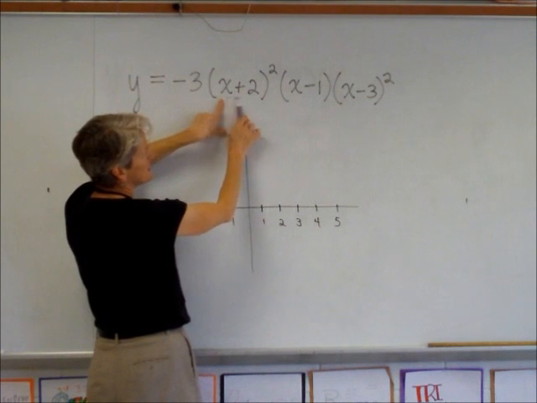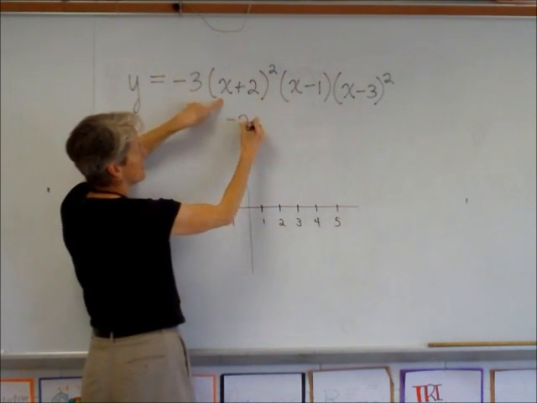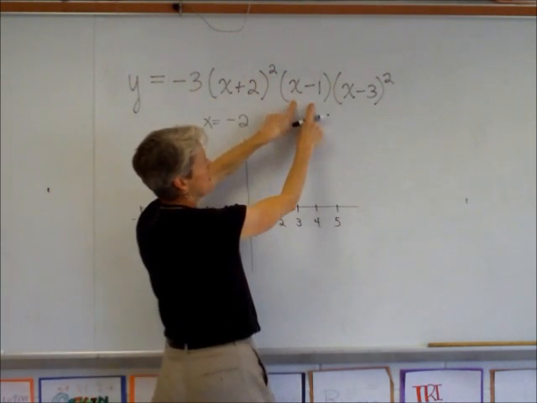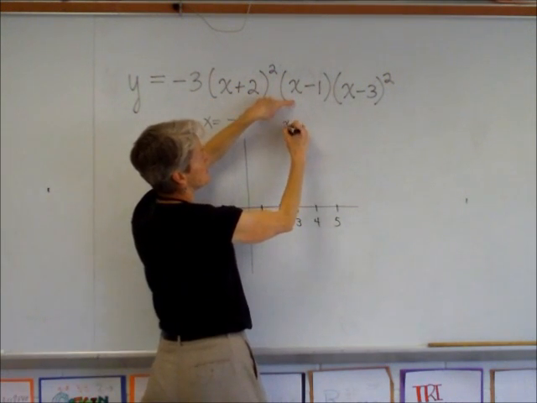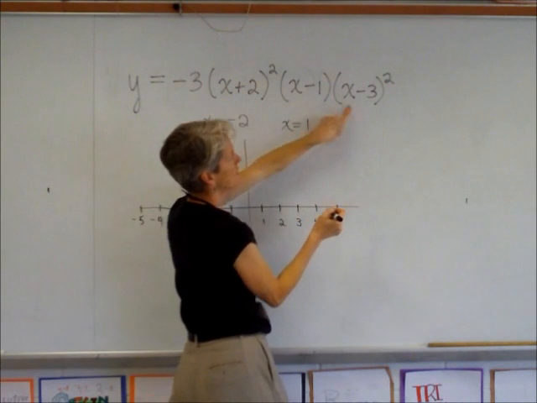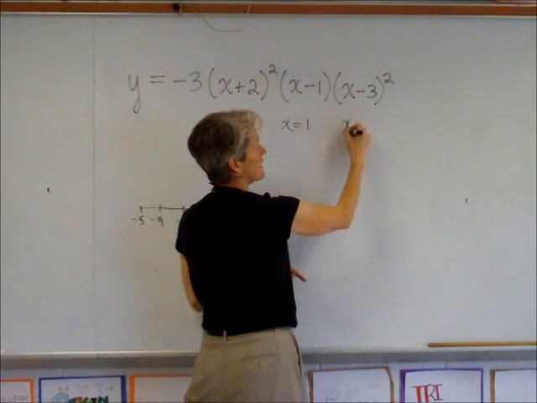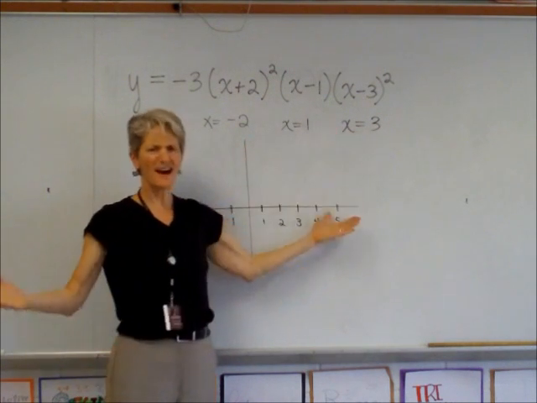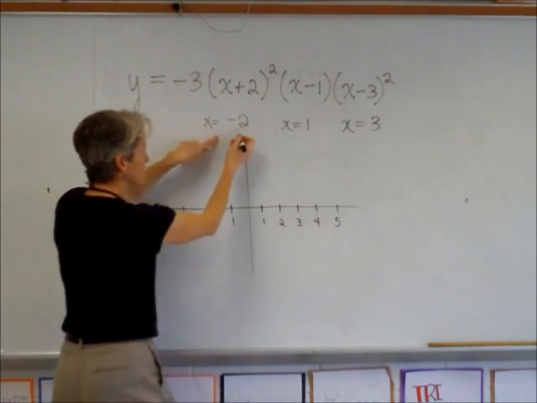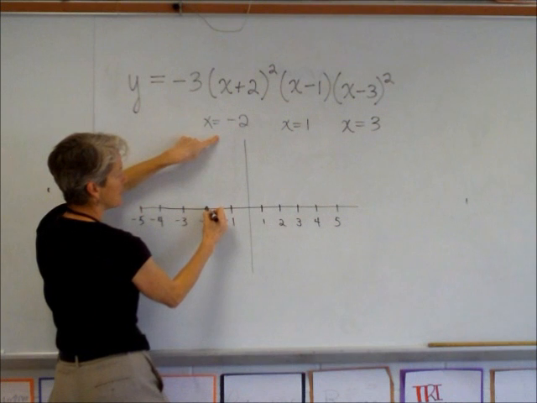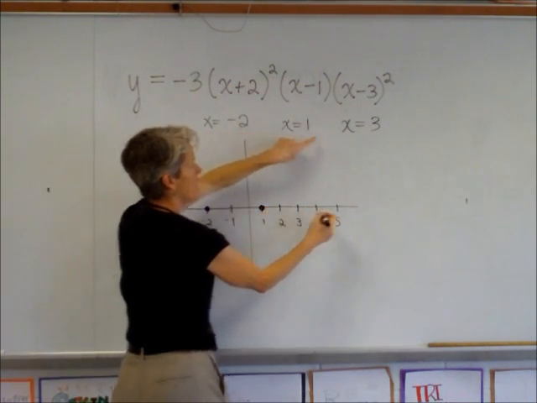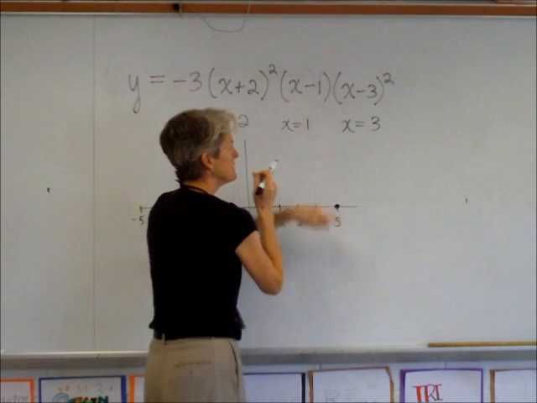So clearly, a negative 2 is going to give me a 0 there. So negative 2 is one of my roots. If I plug in a 1, that's going to produce a 0, so 1 is another root. If I plug in a 3, that's going to produce 0. So hold on. It looks like I just have 3 roots. Well, let's go ahead and put these down here. I know I'm going to cross at negative 2. I'm going to cross at 1. I'm going to cross at 3.